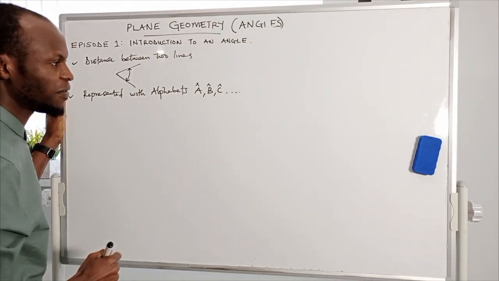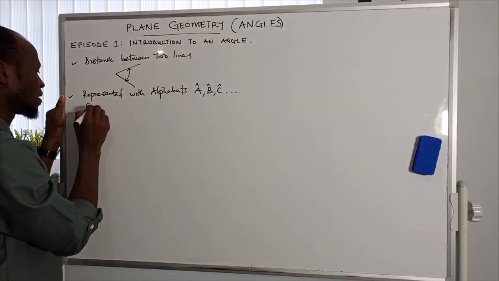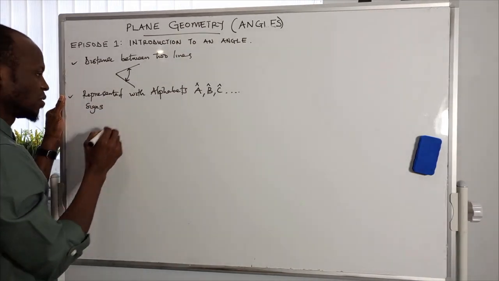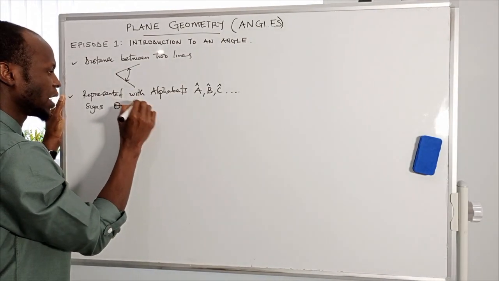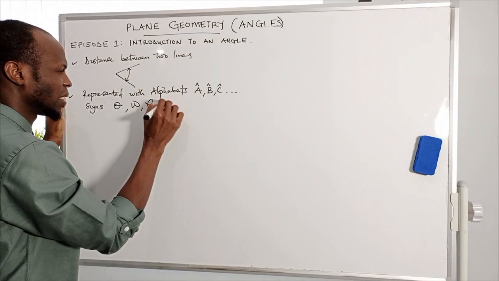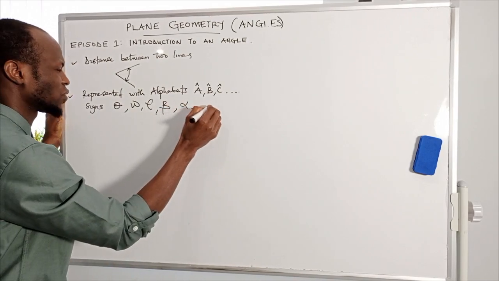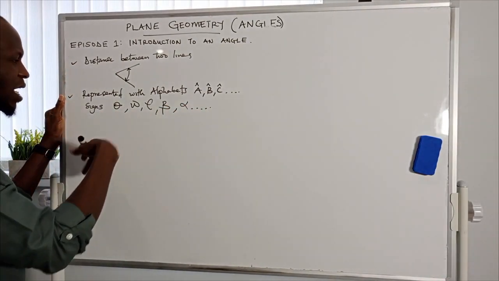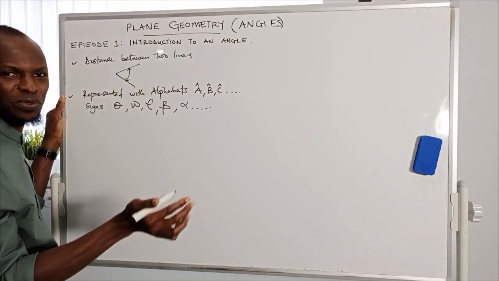But apart from alphabet, we can represent angles with signs, with angle signs, like this sign, like omega, like gamma, like beta, like alpha, and so on and so forth. You can represent with theta, with omega, with gamma, with beta, with alpha, and so on and so forth.